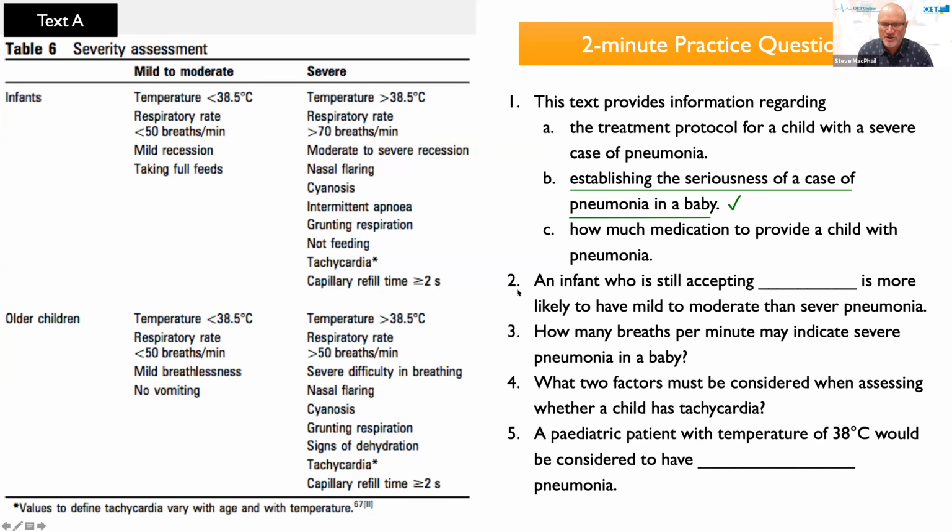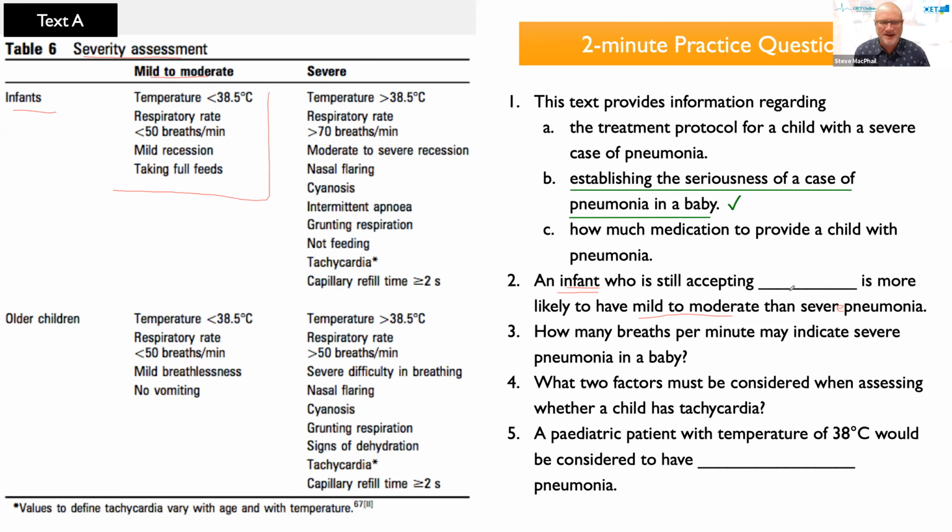Okay. Question 2, everyone, we're going to do a gap fill. An infant who is still accepting something is more likely to have mild to moderate than severe pneumonia. So we see the search words infant and mild to moderate. Type in the answer when you think you know it. Severe assessment, mild to moderate, infant. It's got to be here, everyone.